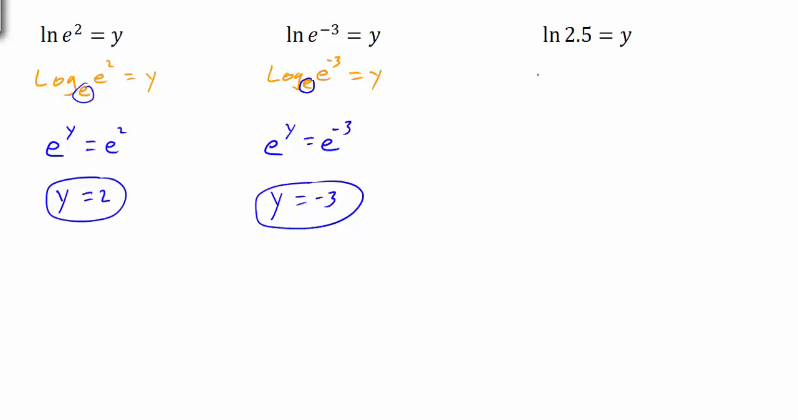And then again, for this last example, notice if I was to rewrite this, again, this really means log base e of 2.5 equals y. So that means we would have our base e raised to the exponent y equals 2.5. Well, there's no way that we can rewrite 2.5. So here, we can't write 2.5 with a base of e. So once again here, we're in luck. We're going to be able to use the calculator. And we want the natural log of 2.5.